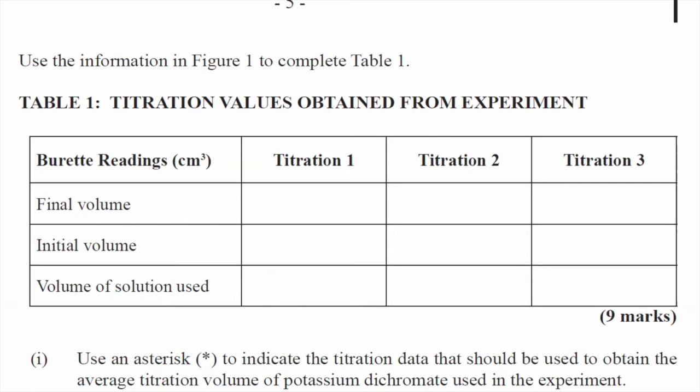All right, so in titration 1, the final volume was 21.95. The initial volume was 2.00, and the volume used would be final volume minus initial volume, and this would give us 19.95.